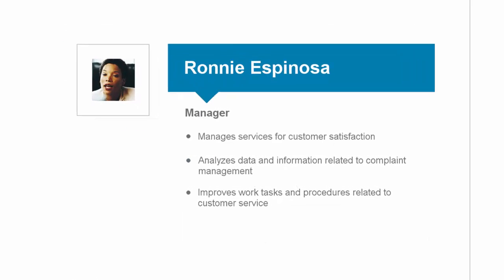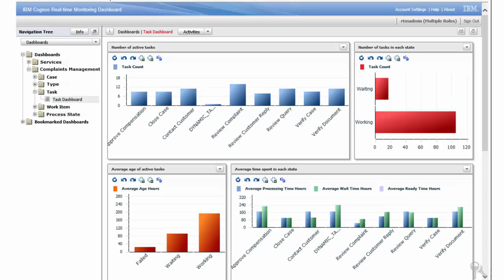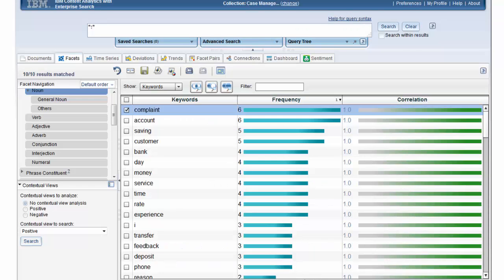Ronnie is the manager in charge of customer satisfaction. She opens a real-time monitoring system to analyze statistics about caseloads, processing times, frequencies, etc., and uses this information to get an overall view of the customer service process. Ronnie views various dashboards to see graphical representations of workloads and processing times for the complaint management process. She notices that the inventory of working cases is higher than usual.